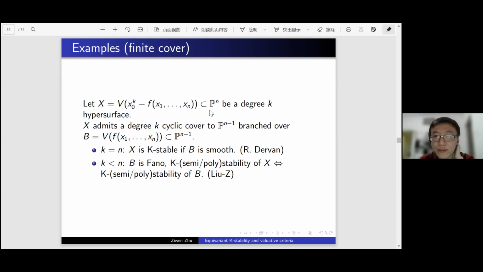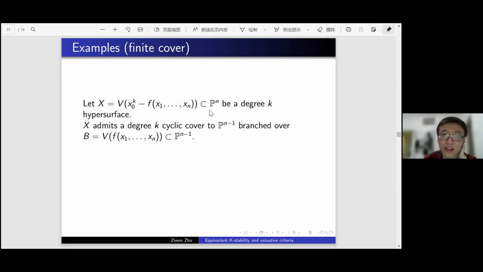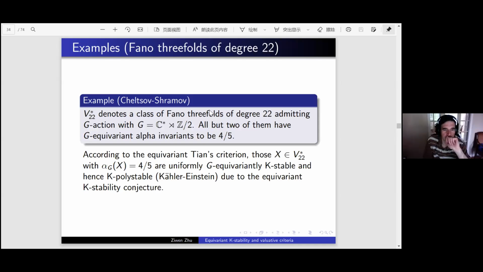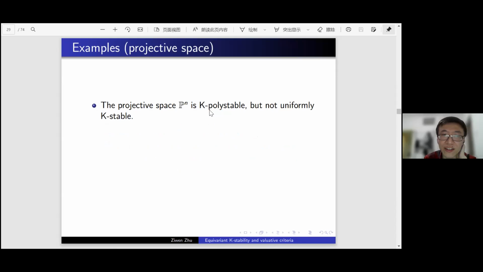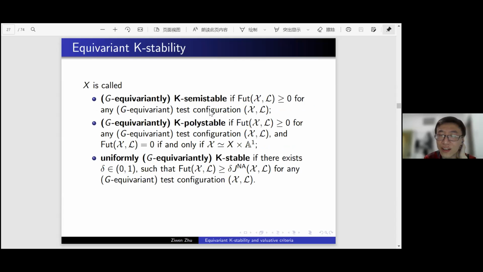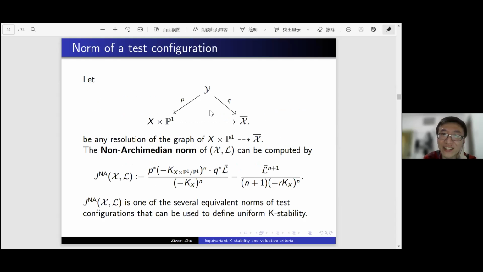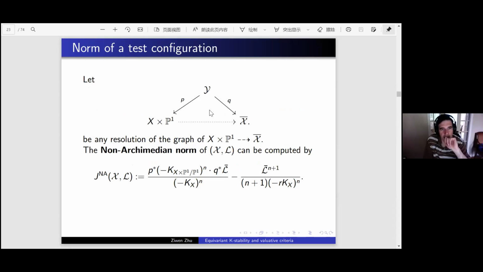Sorry, also, does your theorem have some kind of equivalent in the purely Kähler setting? Let me see. Do I understand your question correctly? What do you mean by the Kähler setting? Do you mean the analytic side? Yeah, the analytic setting purely, yes.